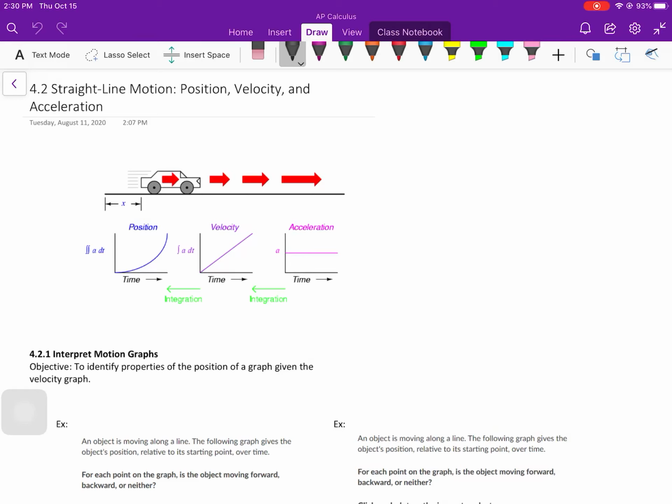A really big topic in calculus, whether we're doing derivatives, and it's going to come back in antiderivatives, is straight line motion. And what we're going to be talking about is position, velocity, and acceleration. So position is like the original function. If you picture you're in a car, you're driving to San Diego, let's just say your destination is San Diego. I think we've all been there.